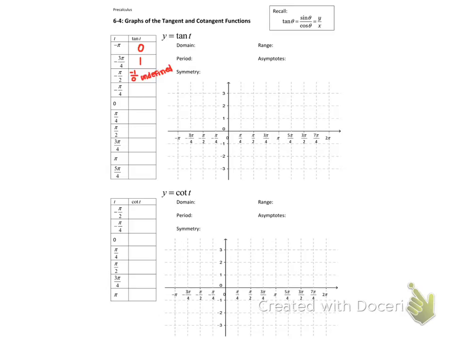And at negative pi over 4, we have negative 1. So these values come from the coterminal values of 5 pi over 4, 3 pi over 2, and 7 pi over 4. So if you'd rather find coterminal angles instead of moving in a negative direction, then you can do that as well. At 0, tangent is 0.